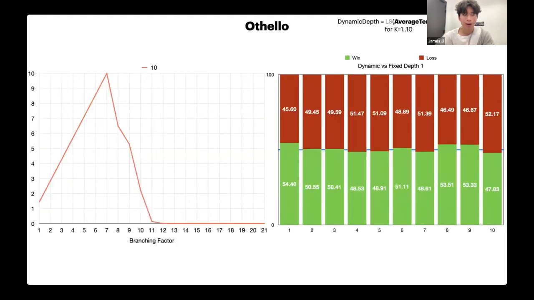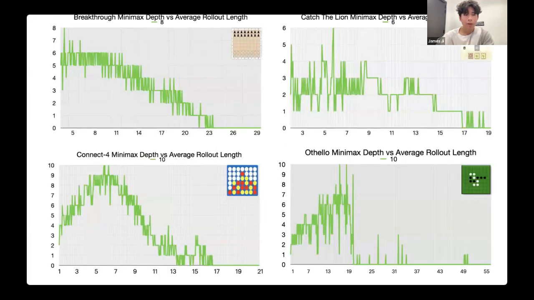For Othello, again, we achieve strong results, but I think it's to be expected because this is the game where you benefit a lot from adjusting the minimax depth. And for rollout length, it's quite interesting because if we look at the rollout length for, let's say, Breakthrough, you notice that it kind of linearly goes down. So it means as we approach the end of the game, we find less and less decisive lines of play simply because there's less pieces.